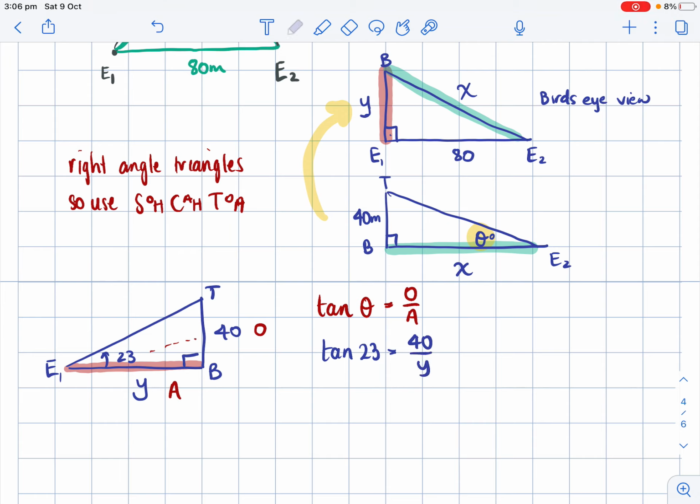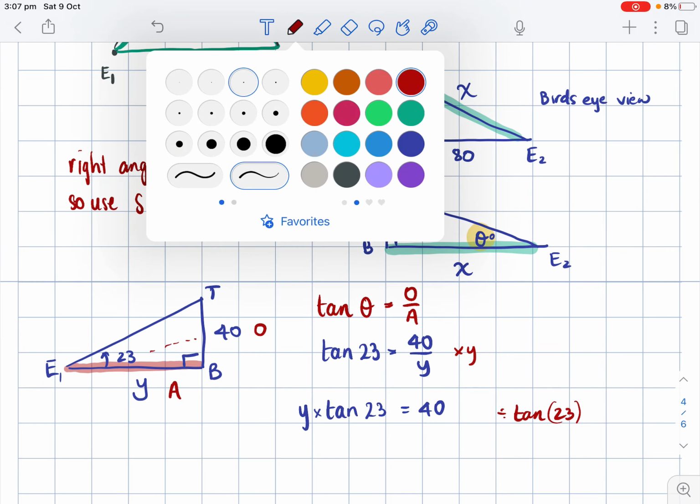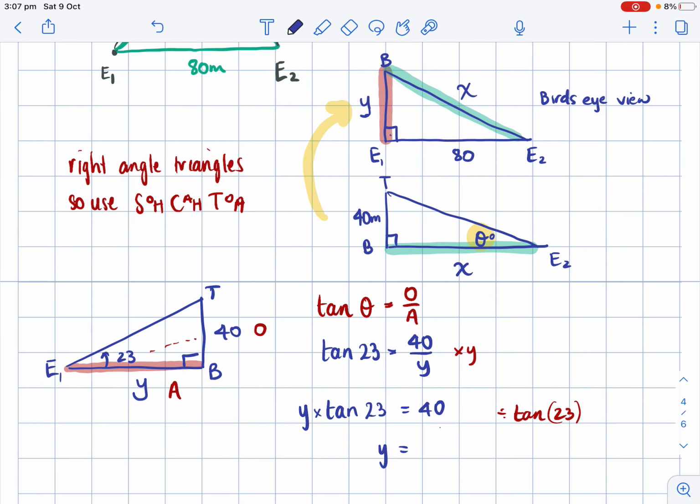I now need to undo a divide by y, so I times by y on both sides. Practicing my algebra skills here, y times tan 23 equals 40. And then I need to undo a times by tan. How do I undo times by tan? I divide by tan of 23. And get y equals 40 divided by tan 23.